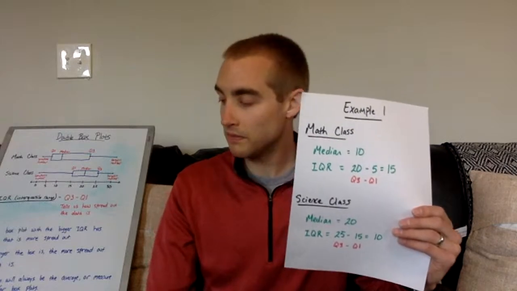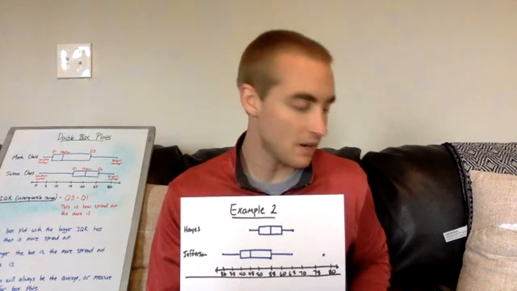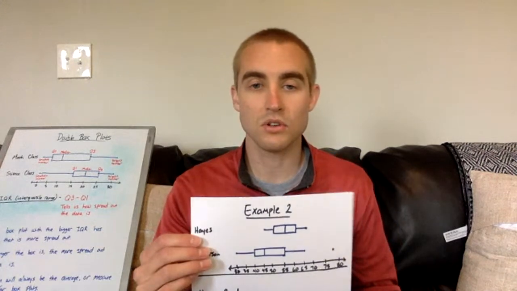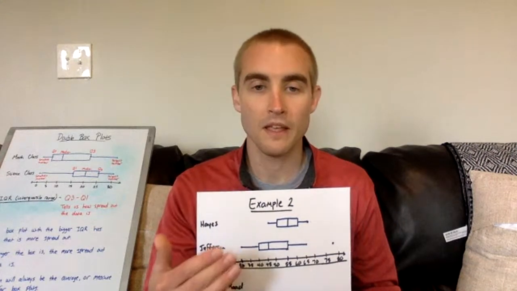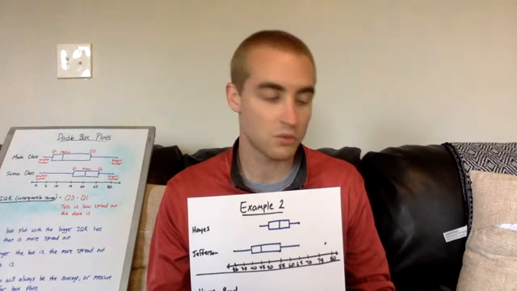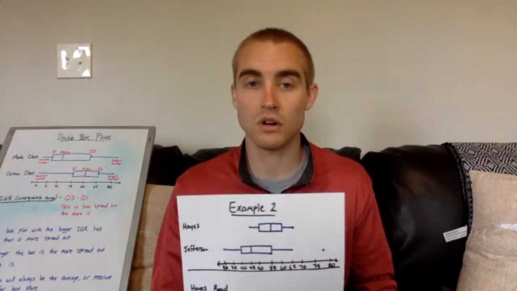So that's example 1. Example 2 gives you this box plot right here talking about the speeds on different roads. We've got Hayes Road, we've got Jefferson Road. So this is the double box plot. You should be able to see it on your packet as well. The first question is, what is the median and IQR for both?